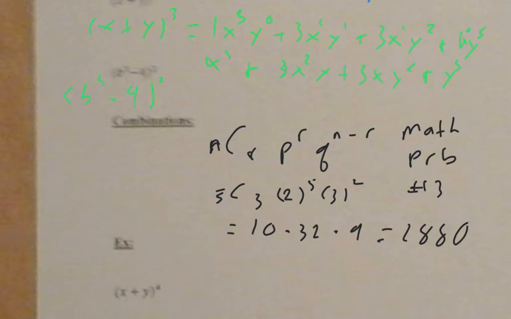So now let's talk about what these letters are. n equals your exponent. r equals your exponent going down to 0. p equals our first term.